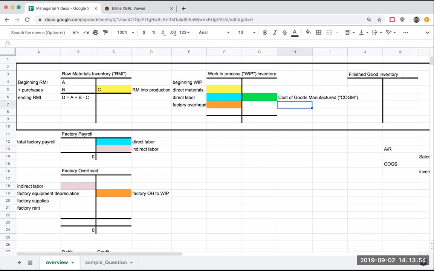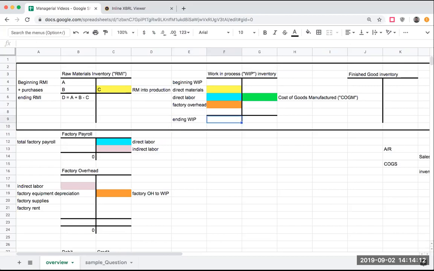Okay, this is what we call the cost of goods manufactured. I'm going to have a beginning amount of my work in process, plus my direct materials, plus my direct labor, plus my factory overhead, minus what I completed. And this is going to give me my ending work in process.